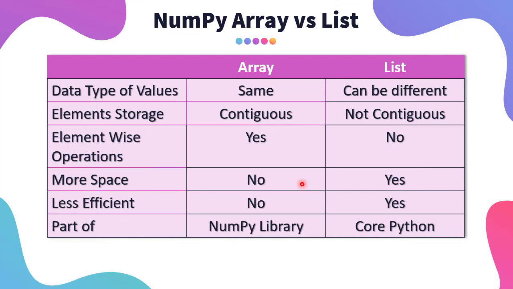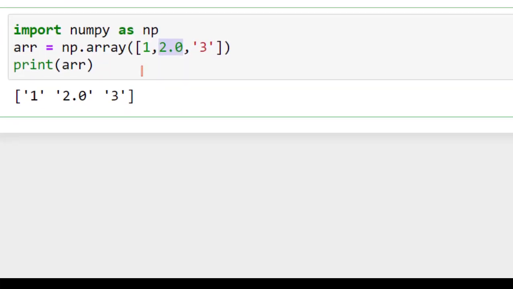So generally we confuse array with the list, but there is a difference in that. So we will study these differences one by one. The first one is data type of values. We have just learned that in an array, we can store only the same type of data, but in a list we can store different types of data. So I will explain you with the help of an example.